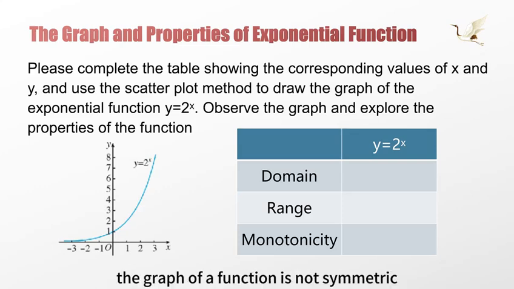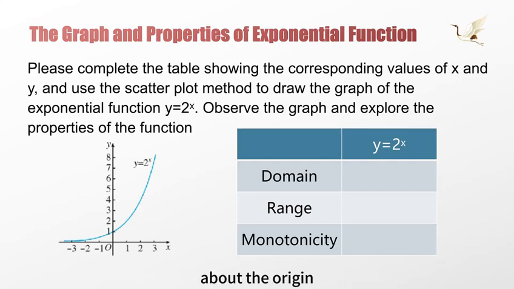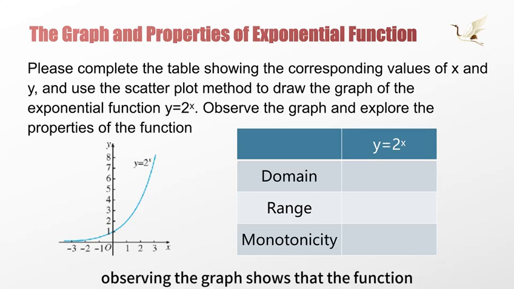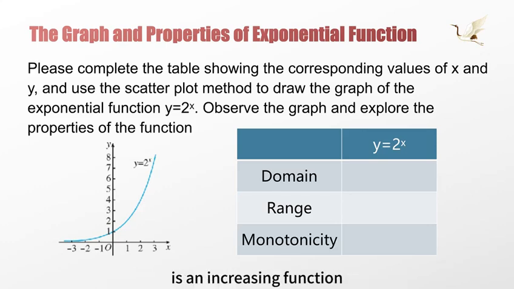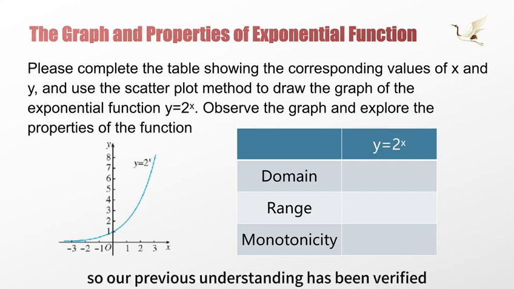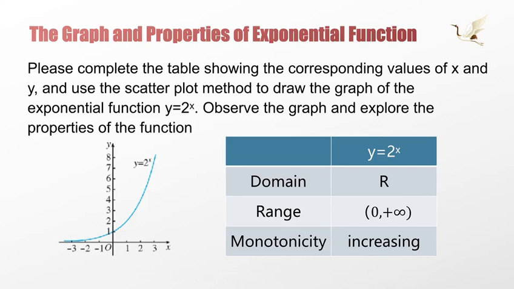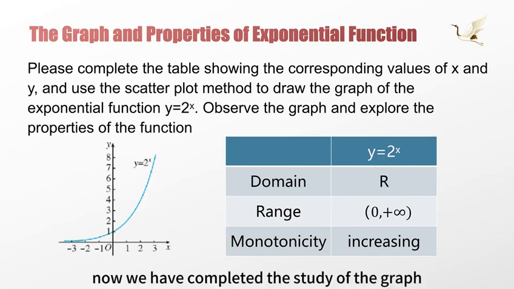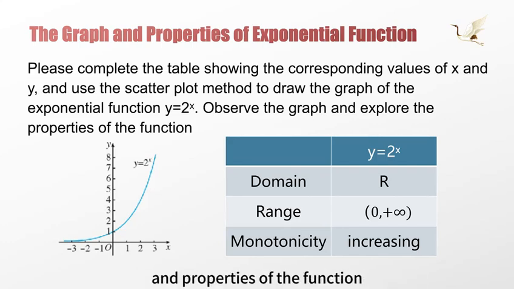The graph of the function is not symmetric about the origin or the y-axis, so the function does not have parity. Then let's look at monotonicity again. Observing the graph shows that the function is an increasing function, so our previous understanding has been verified one by one. Okay, so now we have completed the study of the graph and properties of the function y equals 2 to the power x. So, everyone, what should be our next task?